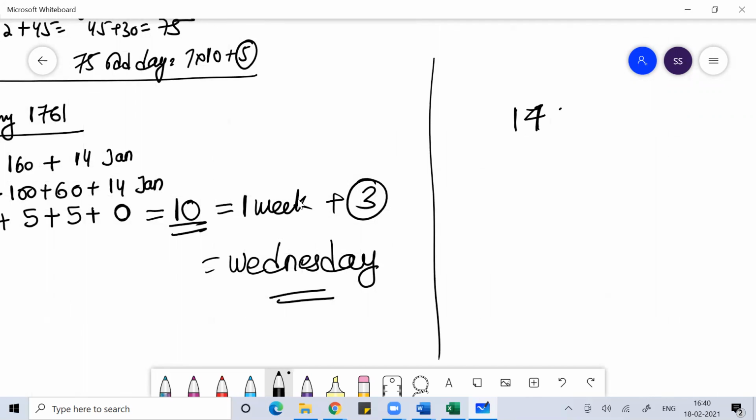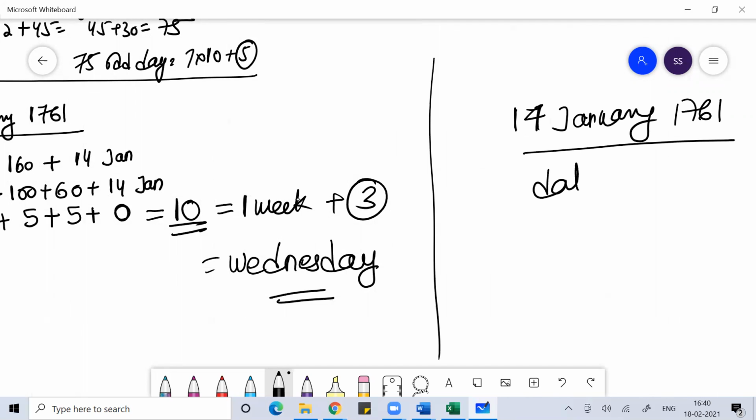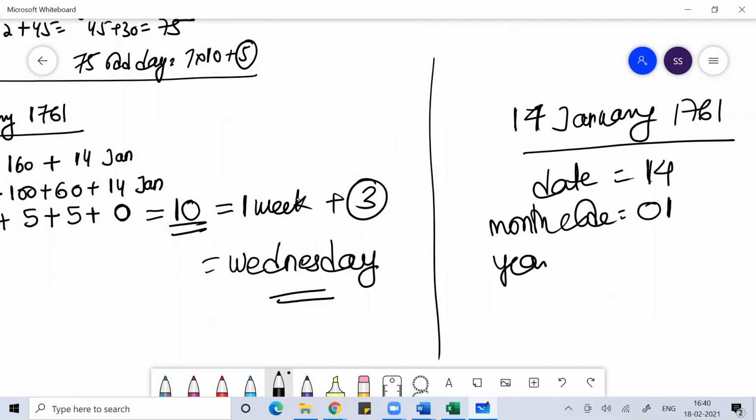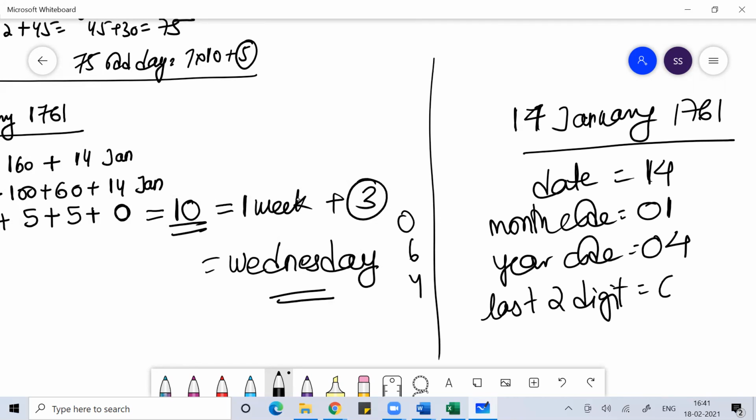So it was 14 January 1761. What was the date? The date is 14. Then the month code. The month code for January was 01. Year code: for 1700, the year code is 4. Okay, then 0642. Then the last two digits of the year, that is 61.